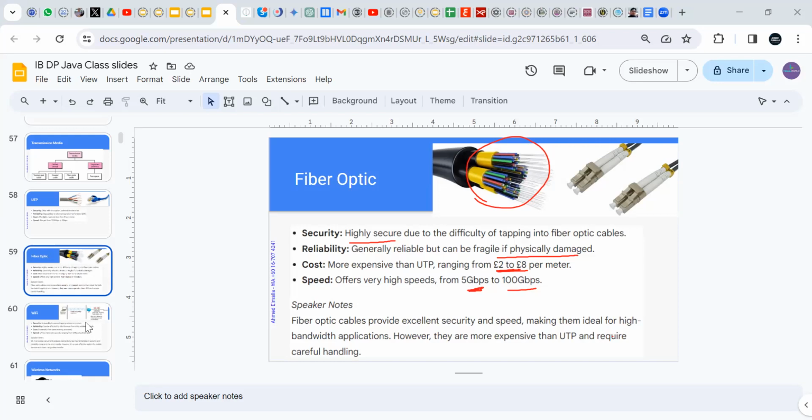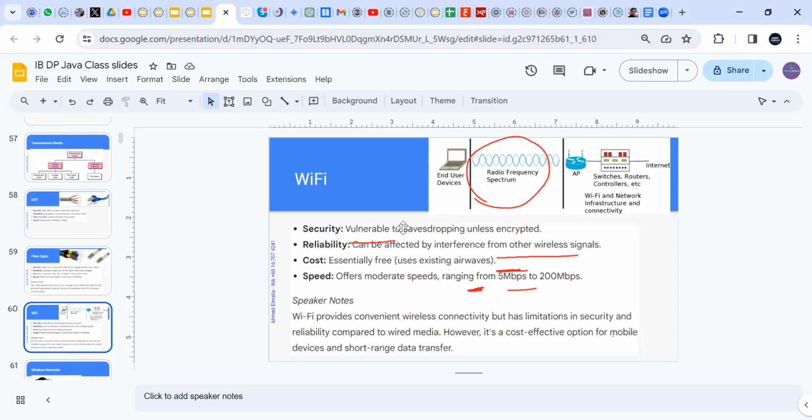Yes. Okay, and what about the Wi-Fi? Describing it in terms of security, reliability, cost and speed. Well, first of all, security: because it's a wireless connection, it's comparatively less secure than the connections that we mentioned before, but you can make use of encryption to make it more secure.